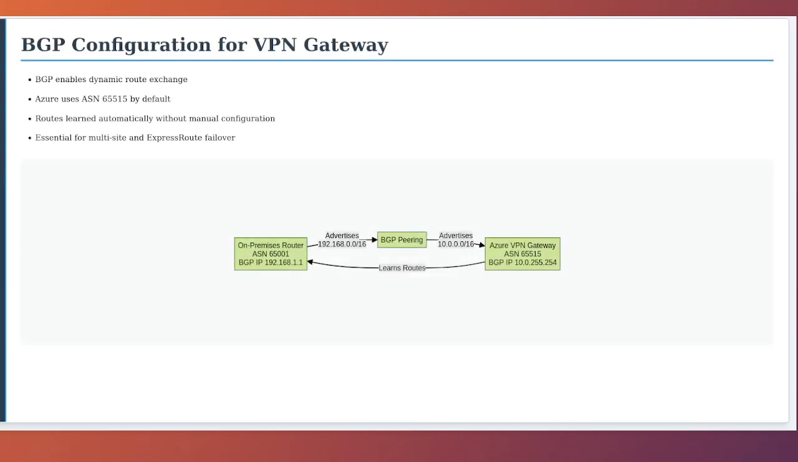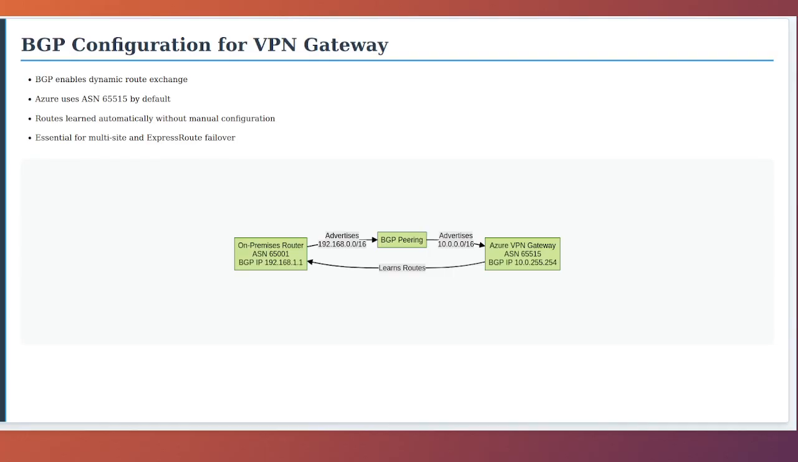BGP configuration for VPN Gateway. Border Gateway Protocol, or BGP, is the routing protocol that powers the Internet and is essential for dynamic routing in hybrid cloud scenarios. When enabled on Azure VPN Gateway, BGP allows automatic exchange of routing information between your on-premises network and Azure, eliminating the need for manual route configuration and enabling automatic failover capabilities.